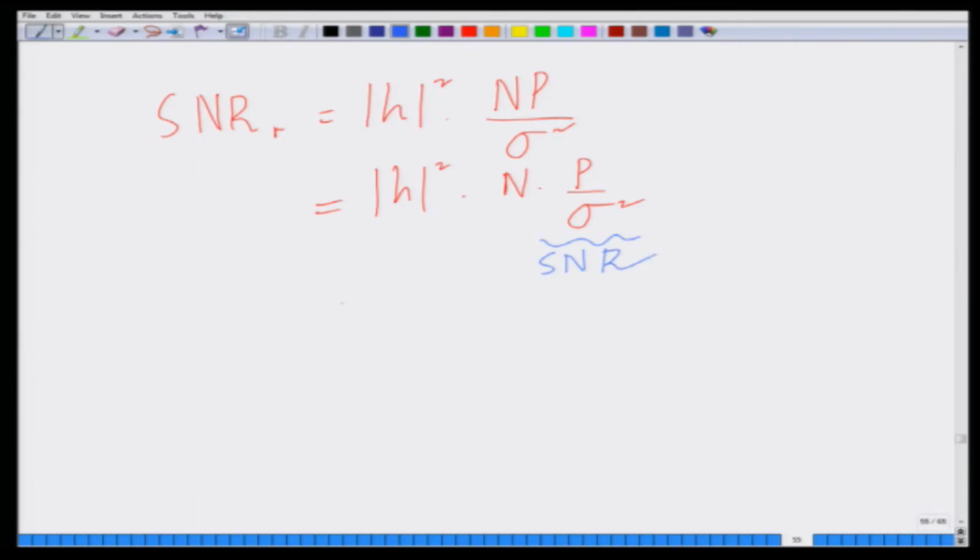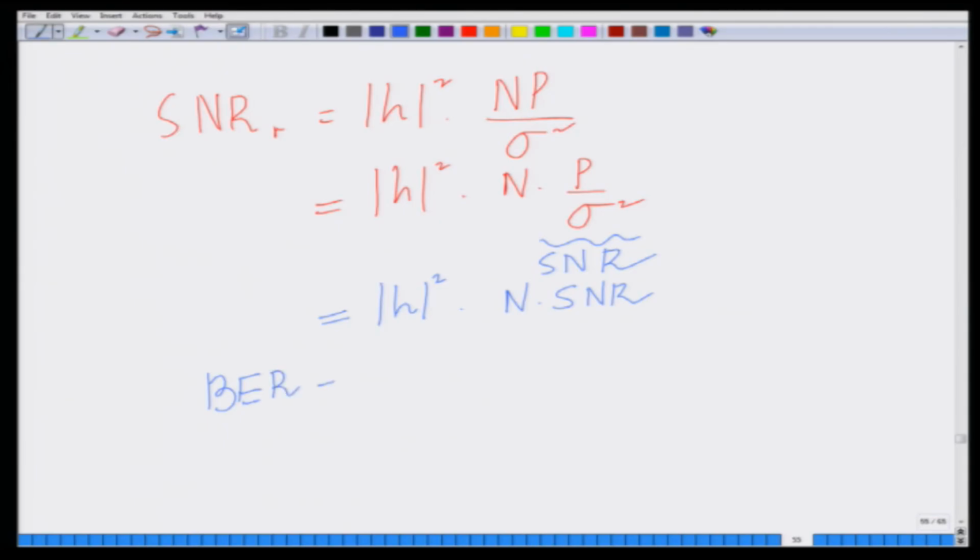So, this is basically magnitude of h square times N, which is the processing gain, times our SNR. This is the same expression that we have seen before for the Rayleigh fading channel, except instead of SNR we have N times SNR.